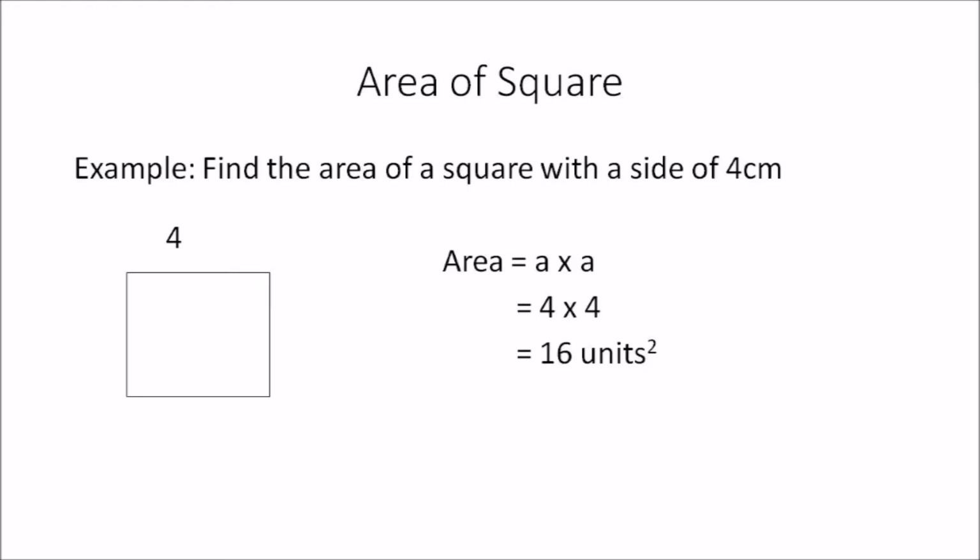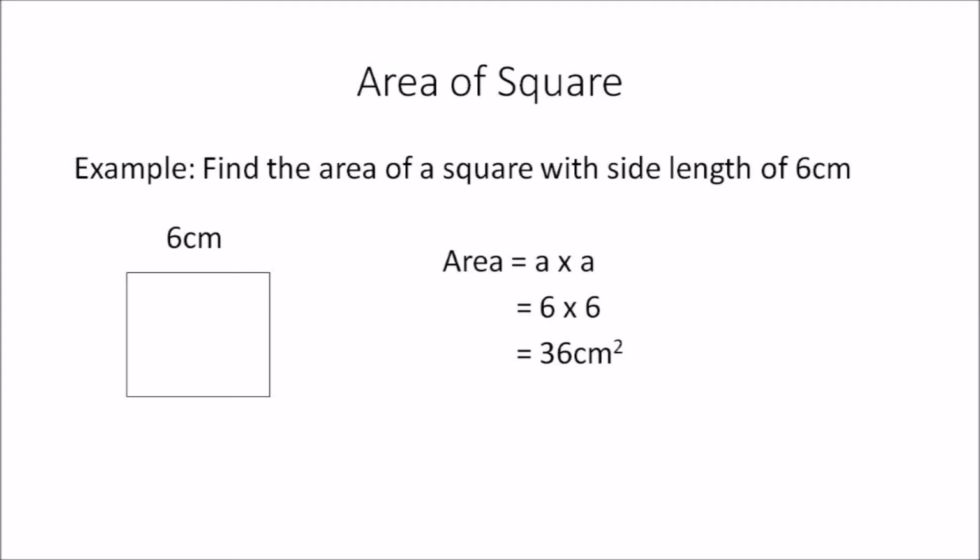Now let's do an example to understand better, right? Find the area of a square with a side of 4 centimeters, or it can be any units. Because you know one of the side lengths, it's very simple. Area is equal to A times A, which becomes 4 times 4 in this case. And when you multiply 4 by 4, the answer you get is 16 units squared. With area, your answer will always be squared, whatever unit it is.